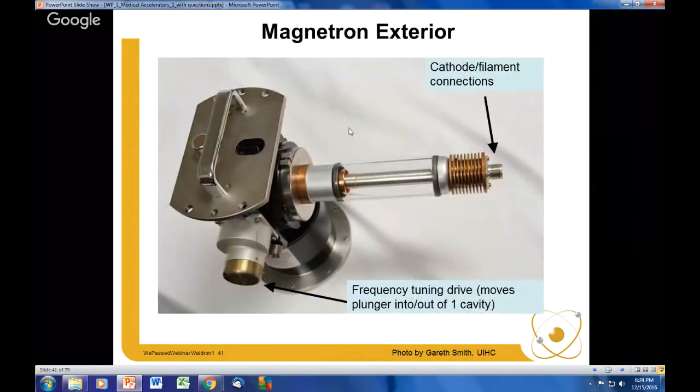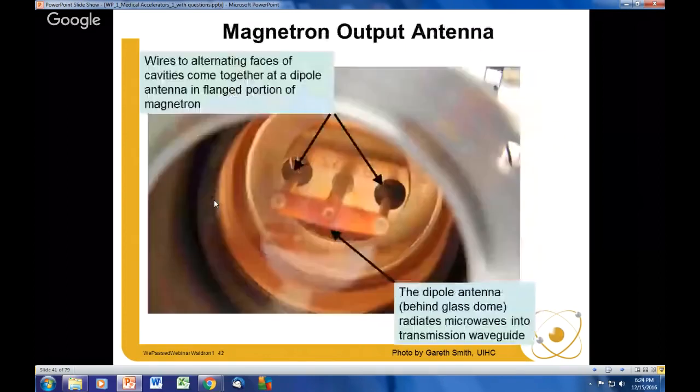Here's a view of the other side of this device. The electrical connections are here. Of course, the anode is ground. Here's the tuner motor attaches here that drives the plunger in and out of one of those cavities. This is generally surrounded by the pole pieces of an electromagnet to get our magnetic field along the axis.